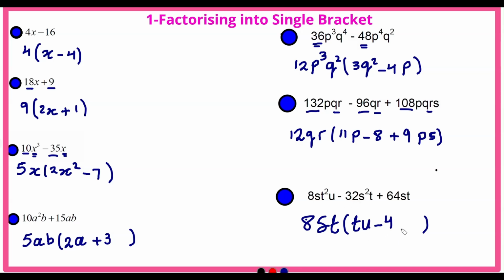s squared divided by s is just s. And t cancelled. Then 64 divided by 8 is 8. st cancels with st. So that's factorizing into single bracket. Okay.